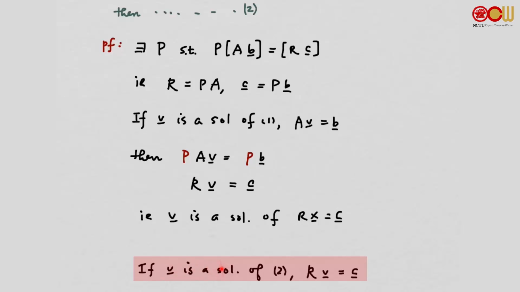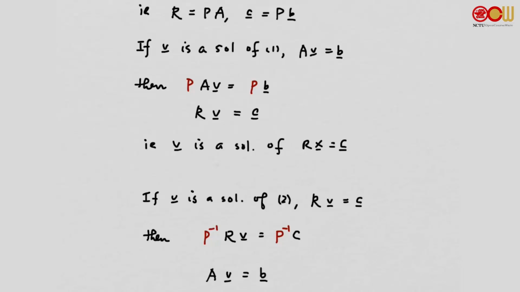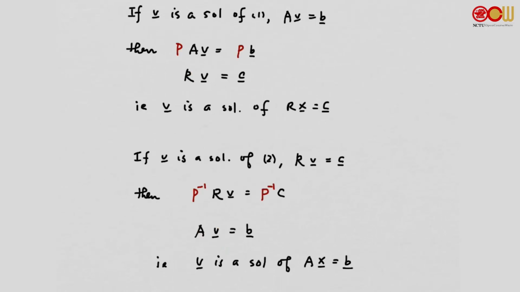Suppose V is a solution of system 2, then it satisfies RV equal to C. Now we want to show it also satisfies AV equal to B. Let's multiply both sides by P inverse this time, because that's how we can get the A matrix, right? So P inverse C on the right hand side. P inverse R, we get A, and P inverse C, we get B. So there we go. It satisfies AX equal to B. So it's a solution of AX equal to B.